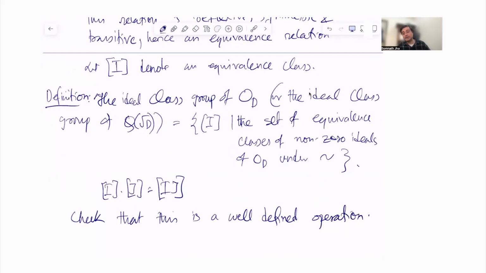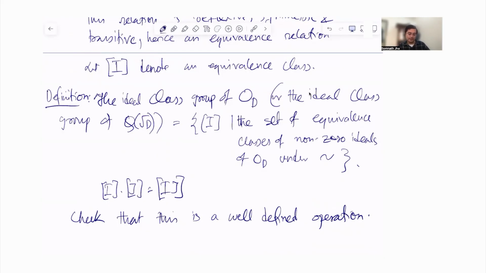So of course, IJ is the product of the ideals, right? So this is again a non-zero ideal. If I and J are non-zero, then IJ is also non-zero, because we are inside OD, which is inside Q root D, which is inside the complex numbers, and the multiplication here is induced from complex numbers. So if you take two non-zero elements, alpha in I and beta in J, then alpha beta is in the product, and that's a non-zero element. So IJ is a non-zero ideal.